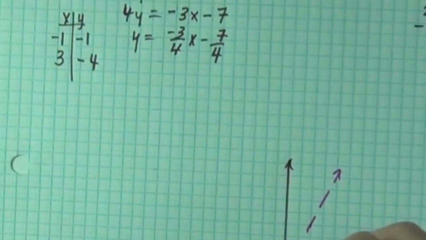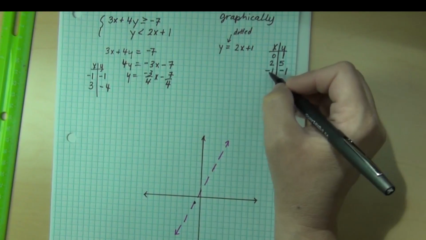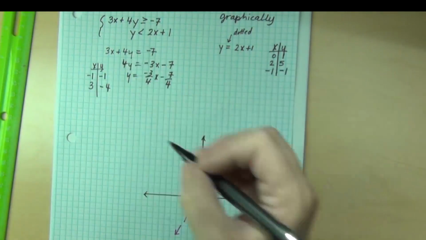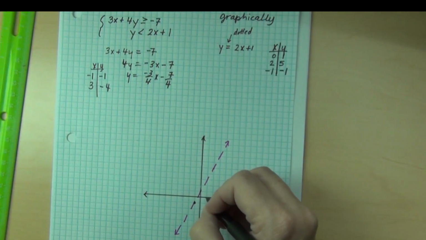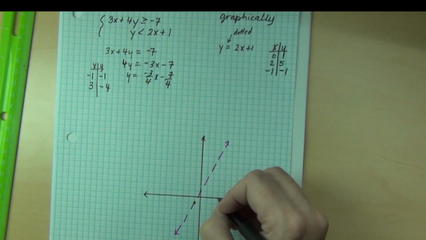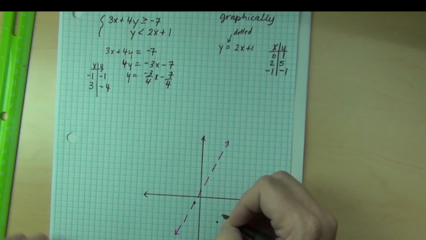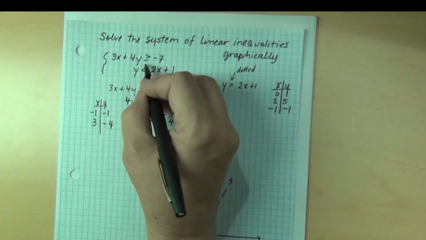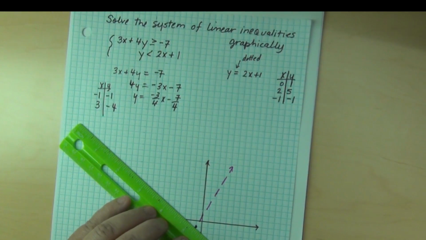So let's put those on the graph. -1, -1, that's a great point because notice that it was on this other line also. -1, -1 was on both, so we have found the intersection point with that. And we have 3, -4. All right, and this is a solid line because initially we had it equal to this. It includes the line.